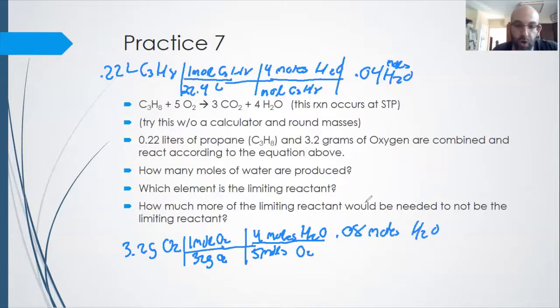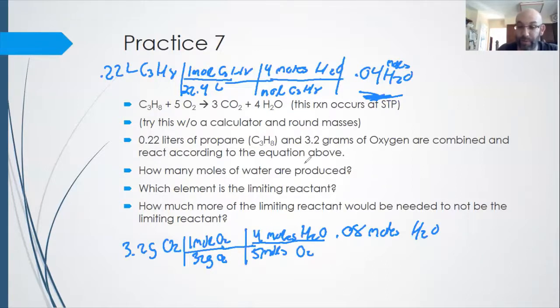So who's our limiting reactant? So first of all, how many moles of water produced? 0.04 moles of water, because that's all we've got. What is the limiting reactant? It's propane, because it made the least amount of water.